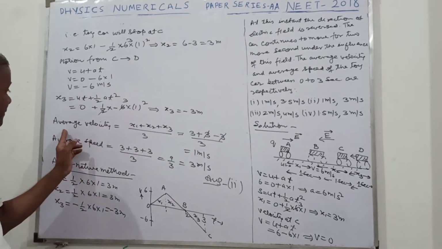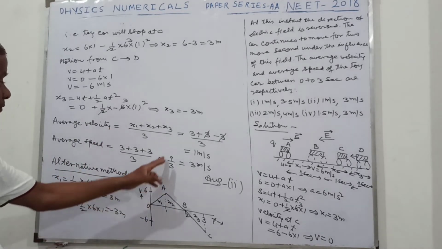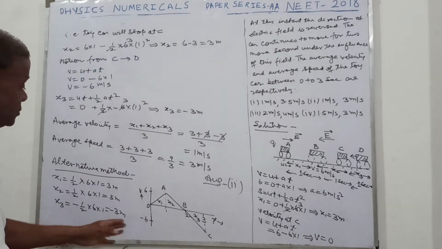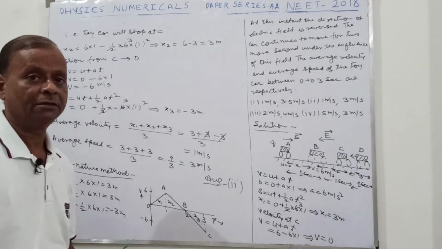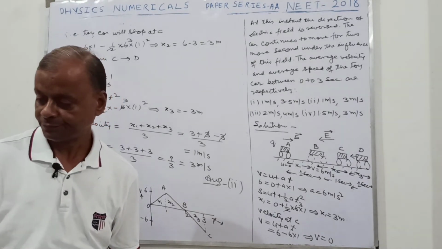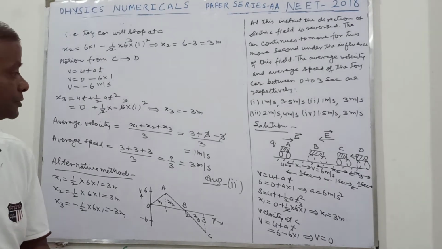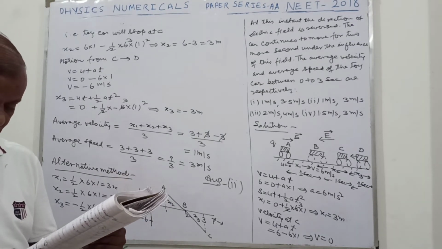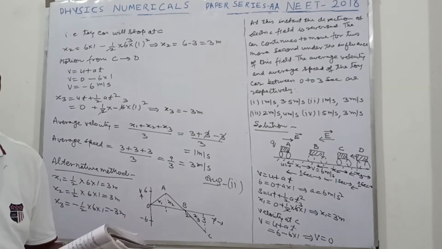Then again find the average velocity and average speed. You will find the same answer. So you can do it either way: either calculate it or use the velocity-time graph. This is your question number 34. Now I am taking question number 35.